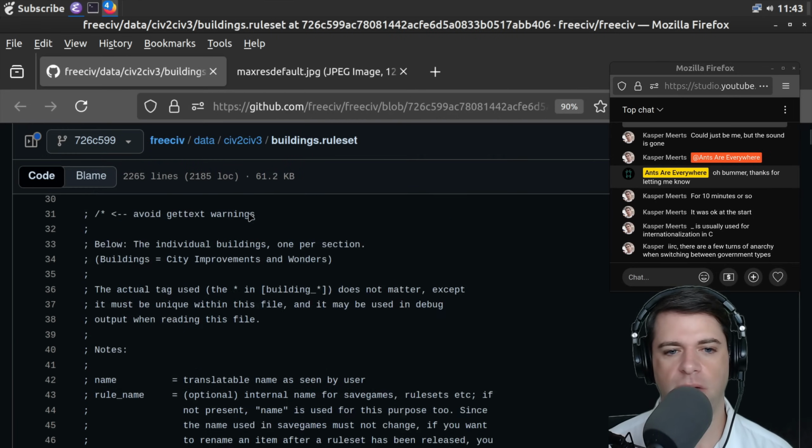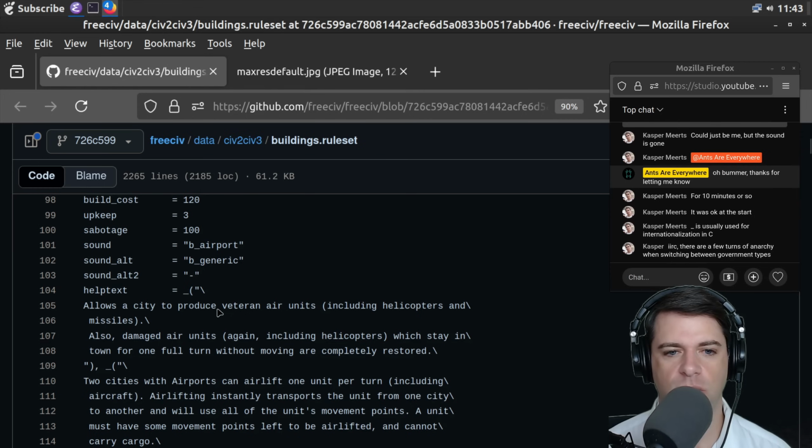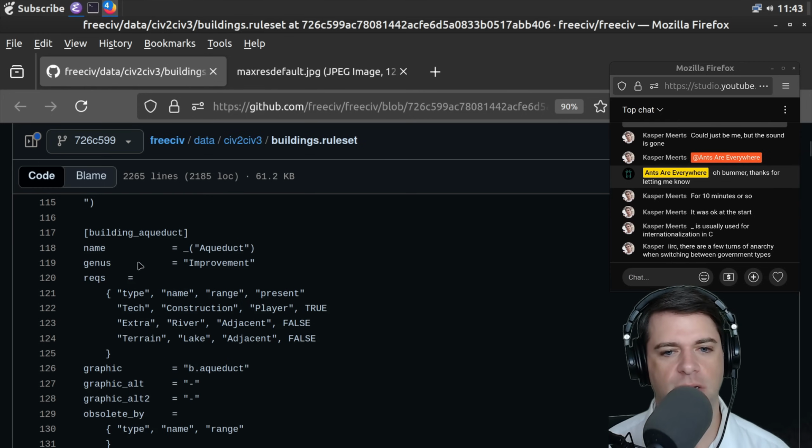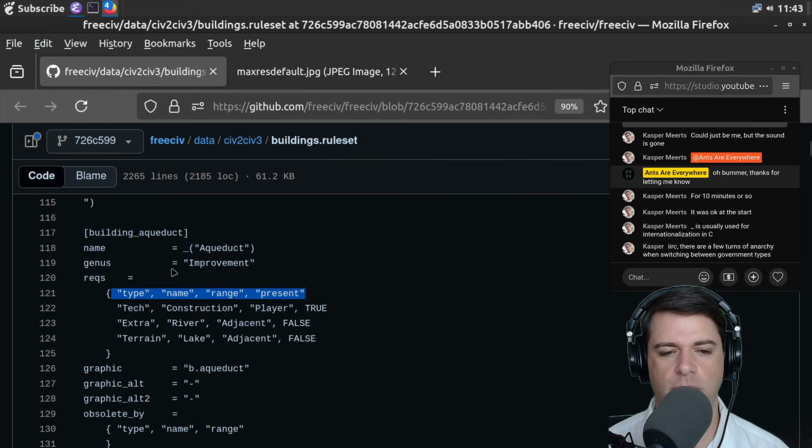Buildings rule set. This is going to be about the buildings, the types of buildings. I guess sounds, maybe like the airport has the sound of planes. An aqueduct. The genus is, I guess, the type of the thing. What type of building is it? It's an improvement, I assume. It has some requirements. And the first line, in this pattern, is I think the headings of a table.